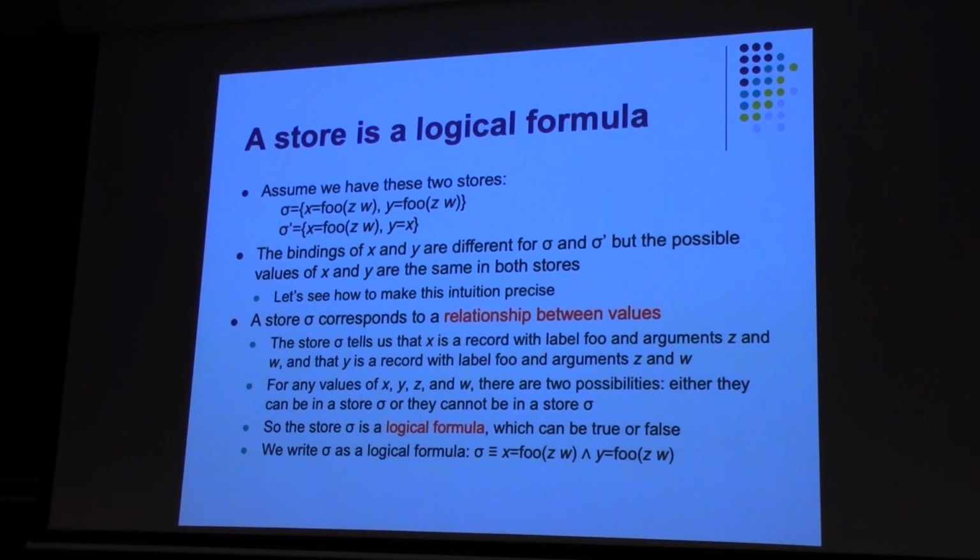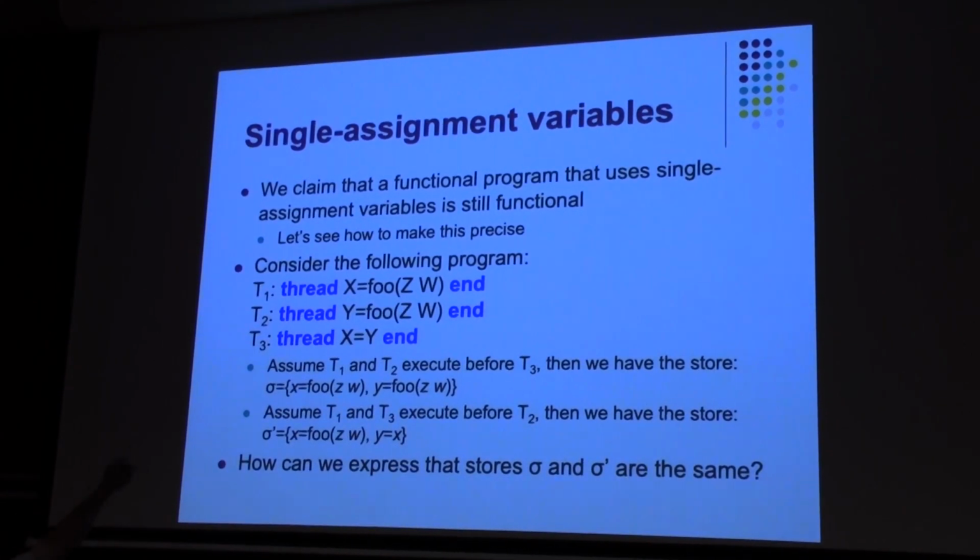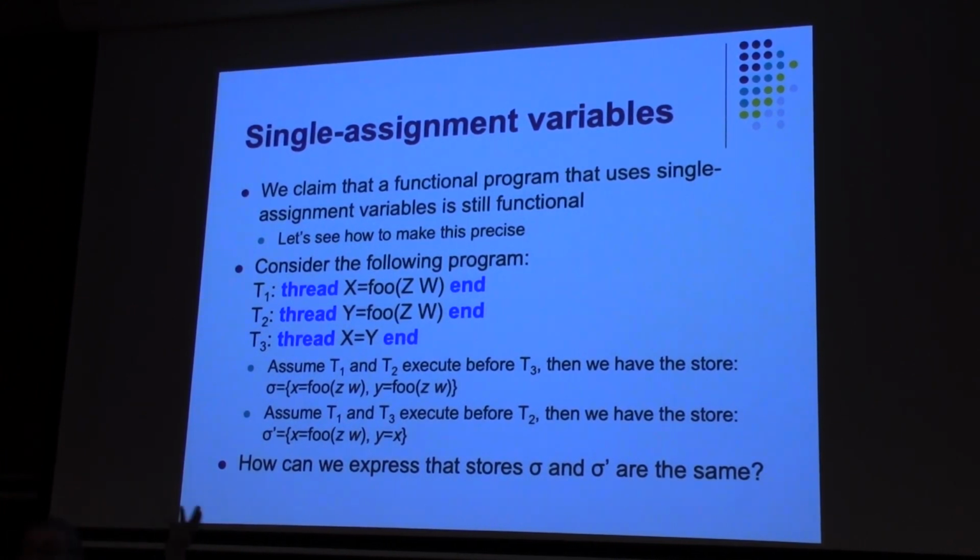Here's a little program with 3 threads. It does x = foo z w, where foo is just a record with 2 arguments. Then y = foo z w, where z and w are just unbound variables. And then it does x = y. So I have 3 threads.